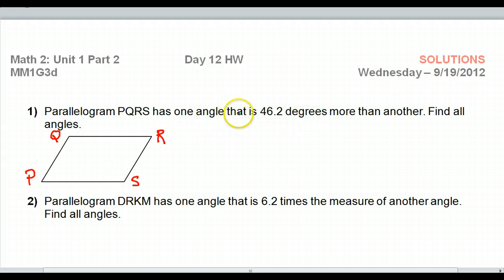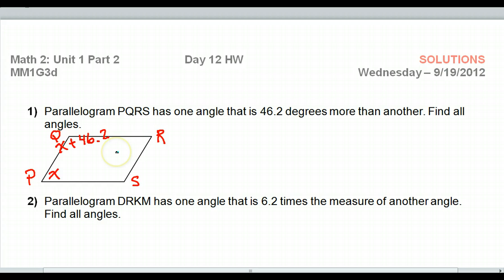Okay, so one angle is more than the other. I'm going to call the smaller angle X, and I'm purposefully putting it as an acute angle. I'm going to call the larger angle X plus 46.2. So this one up here will be X plus 46.2 because it's 46.2 degrees more than the other one.